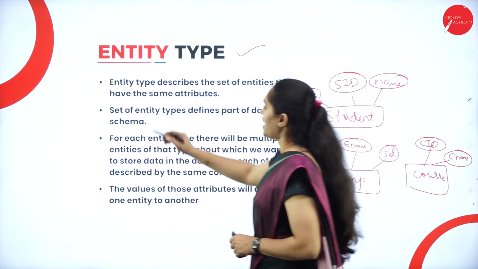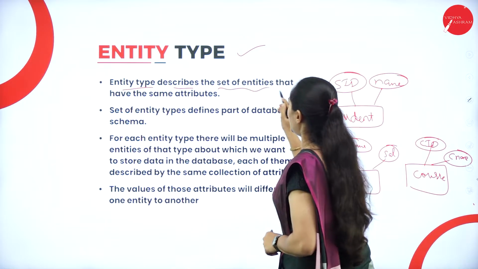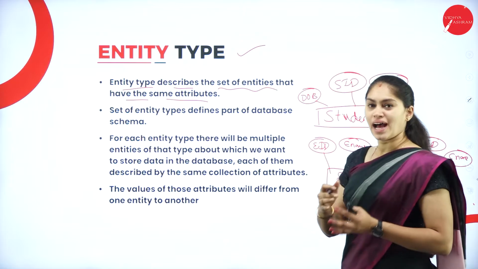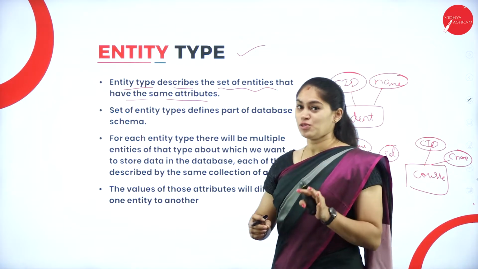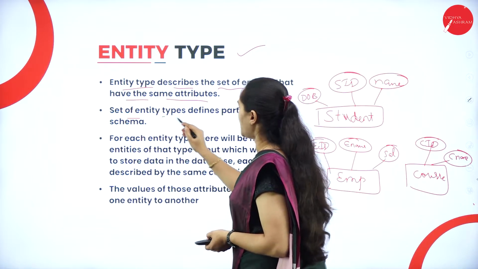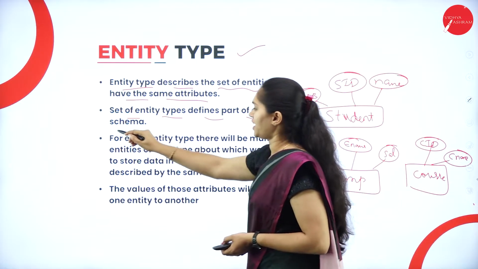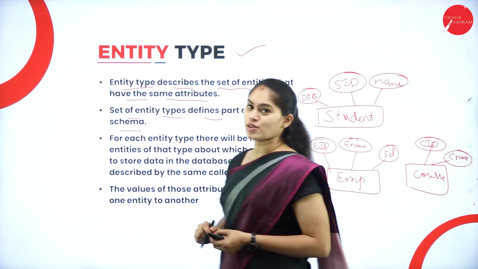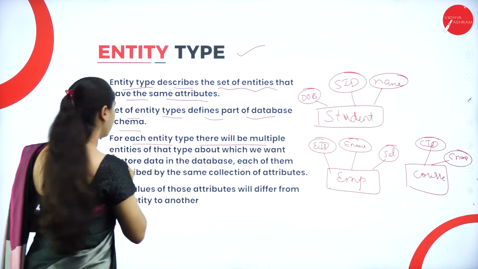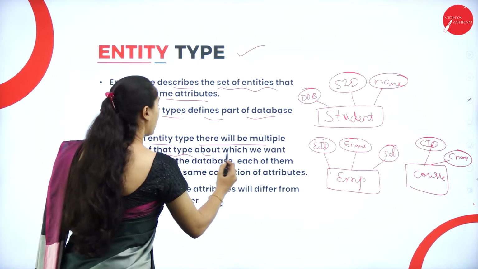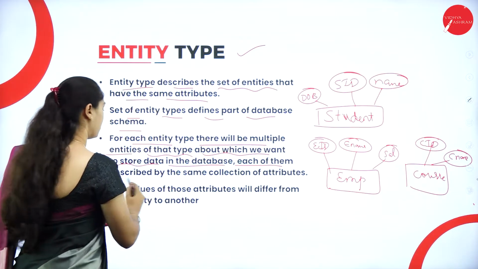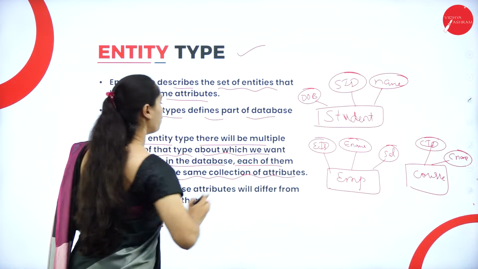So now we'll see. An entity type describes a set of entities that have the same attribute. So the attribute will be the same, but the value needs to differ from one another. That set of entity types defines part of the database schema. And for each entity type, there will be multiple entities of that type about which we want to store data in the database. Each of them is described by the same collection of attributes.